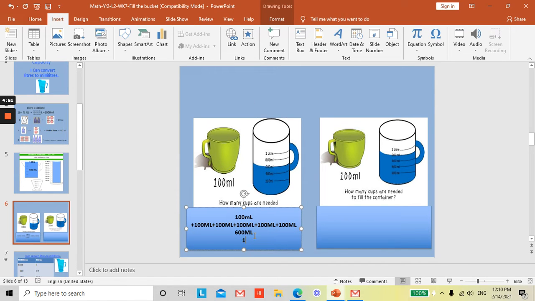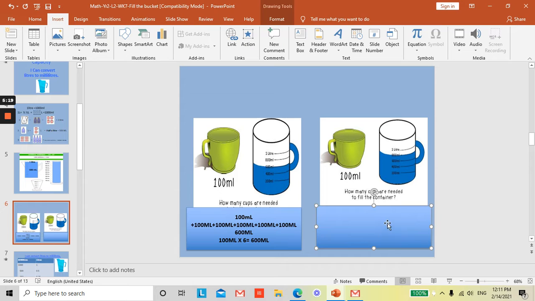So it's the same as 100 milliliters times 6, which is equal to 600, because we need to put 6 cups to reach 600 milliliters. That is how we calculate that. Let's move to the next one.